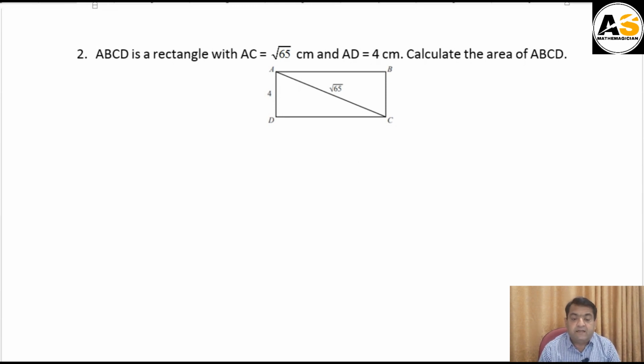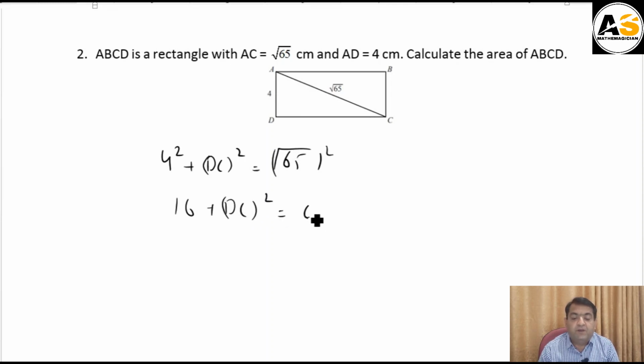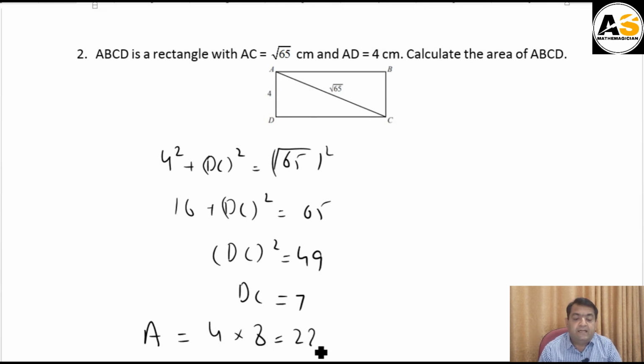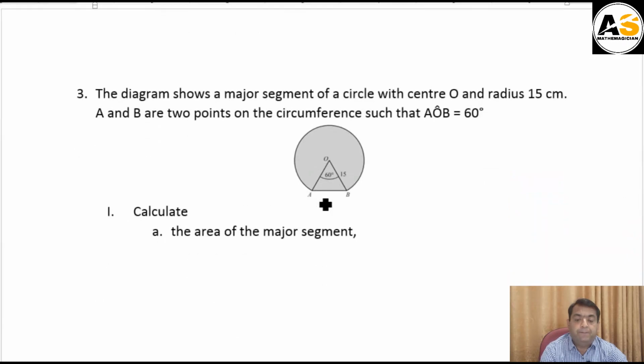By Pythagoras theorem, 4 square plus DC square is equal to square root 65 square, or 16 plus DC square is equal to 65. From here, DC square will be equal to 49 and DC will be 7. So width is 7. So its area will be length into width, 28 centimeter square. Again, a simple question. Now we move to question number 3.